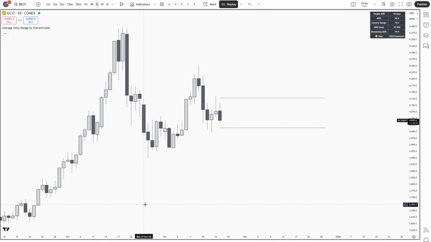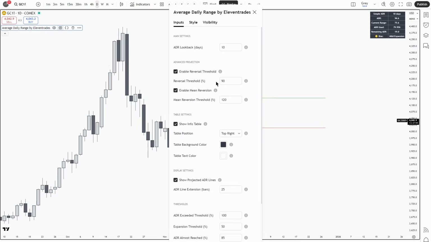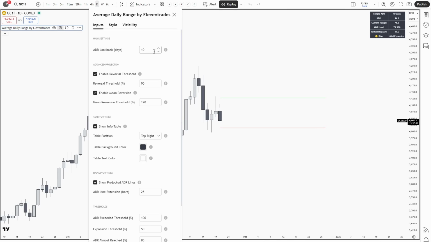So here we are on TradingView. First, let me show you the indicator settings. So first we have the ADR lookback days. In the setting, it will show you the number of previous days. So the default setting is 10 days.